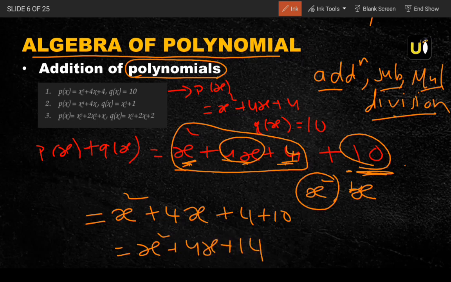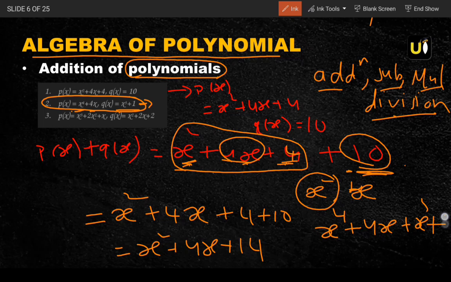Similarly here, in this polynomial we are having x power 4 and 4x. But in the second polynomial we are having x cube and 1. Here in the second polynomial there is no x power 4 term. That means the x power 4 will remain the same. And there is no x term also. That means it will remain as 4x. So the addition of these two polynomials will give you x power 4 plus 4x plus x cube plus 1. I hope you understand.